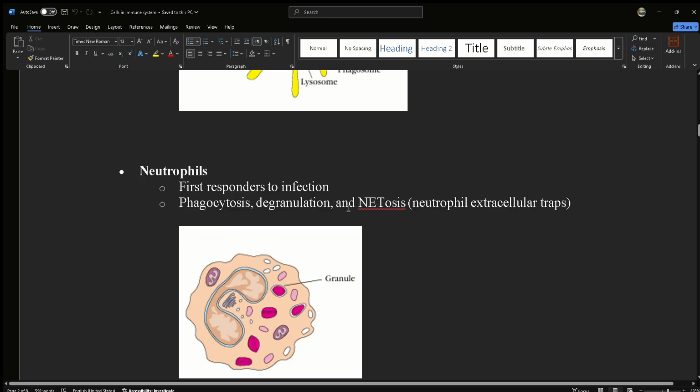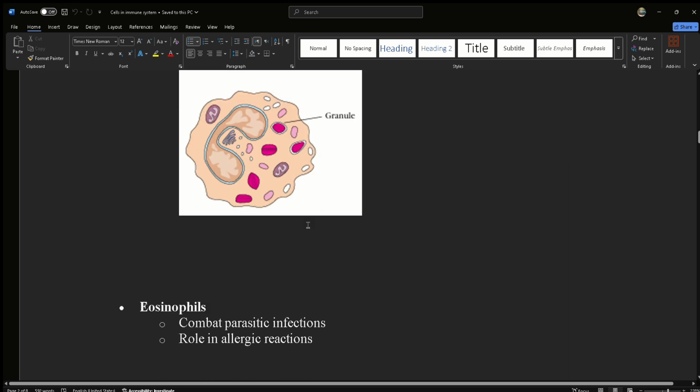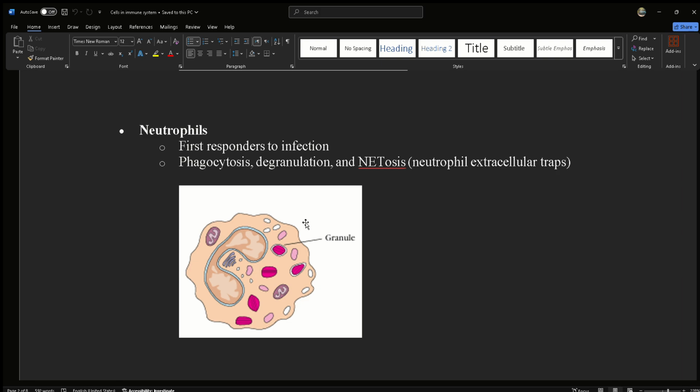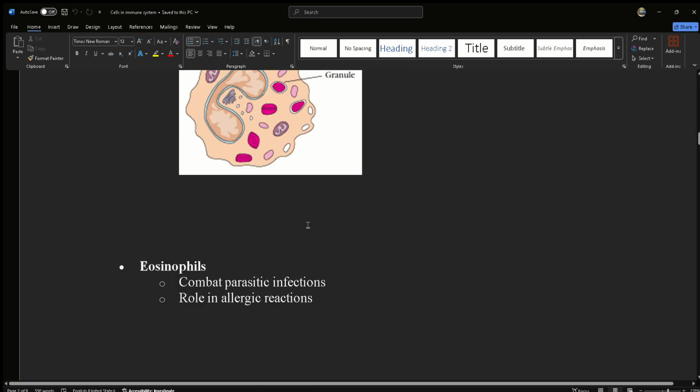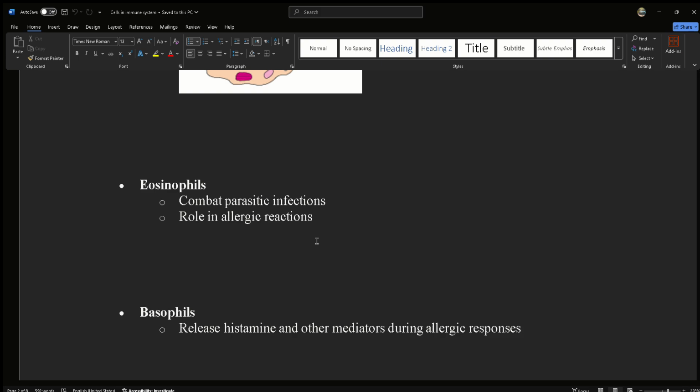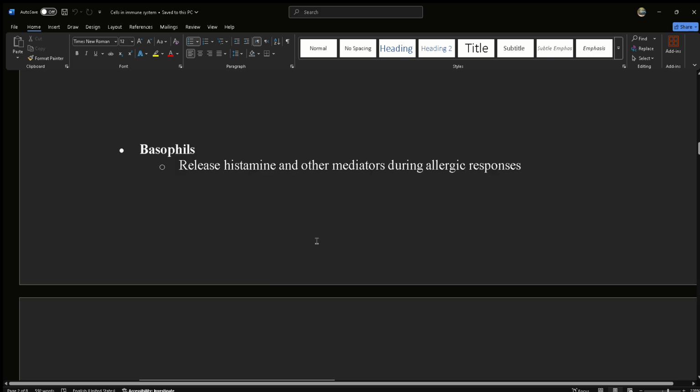So the first responders to the infection are the neutrophils. It means when there is an infection, the population of neutrophils will increase, which we can determine with the help of the DLC, differential leukocyte count technique. Eosinophils combat parasitic infections and play a role in allergic reactions. Basophils release histamine and other mediators during allergic responses.